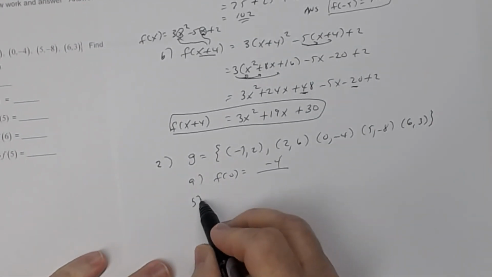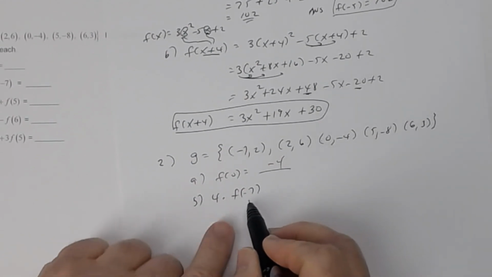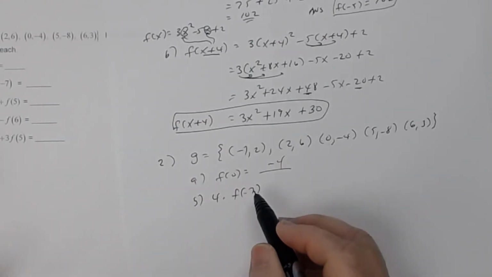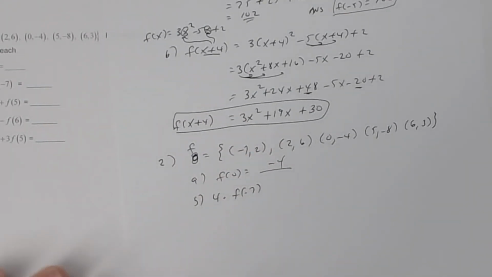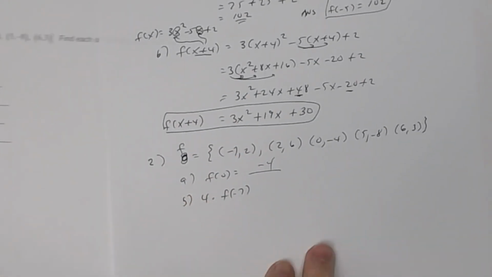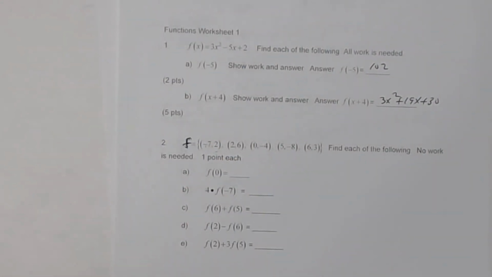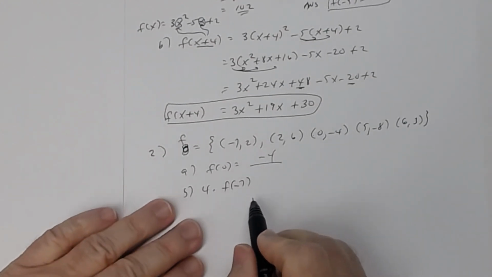Okay, part B. You want to find 4 times f of negative 7. First of all, we've got to find f of negative 7. Then whatever that is, we're going to multiply by 4. Oops, all this should be g, I guess. Sorry about that. Let me just put that as your function g, because you're dealing with f here. So let me go ahead and make that f here.